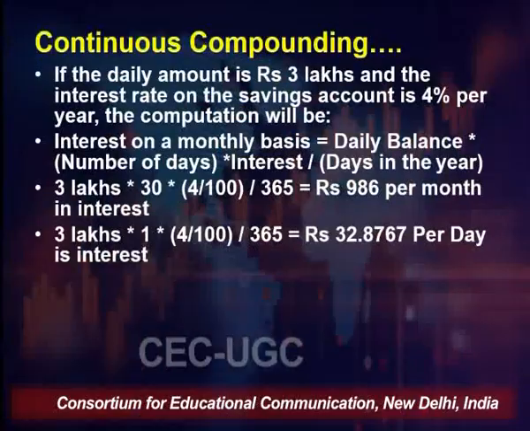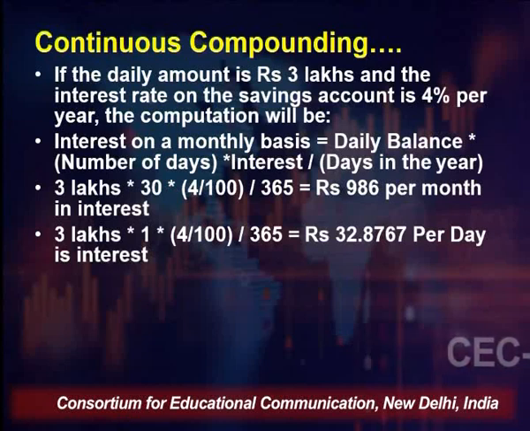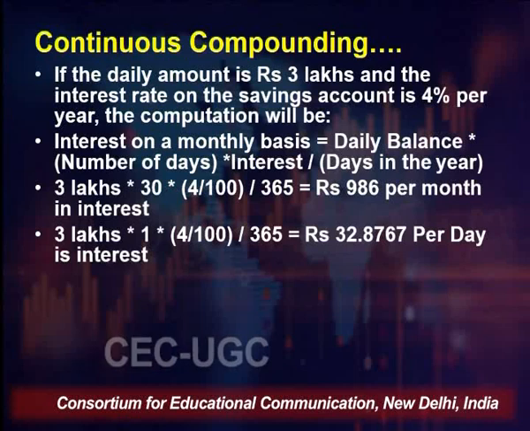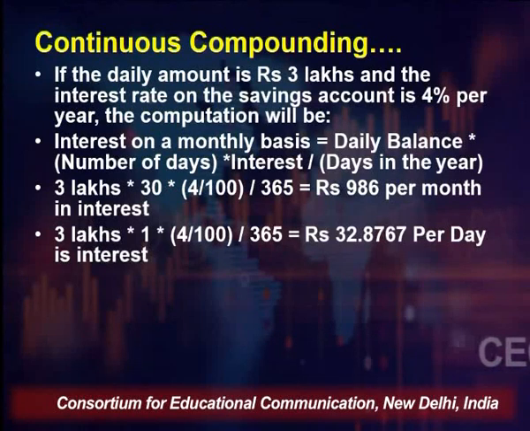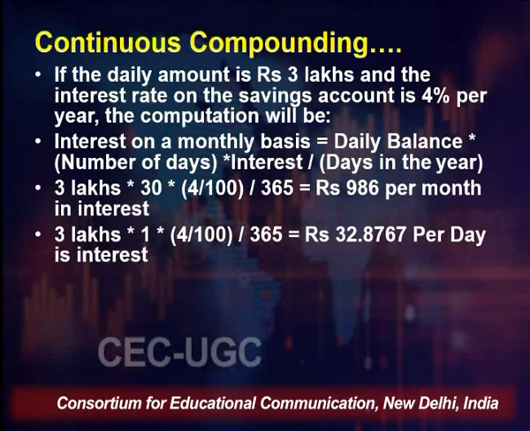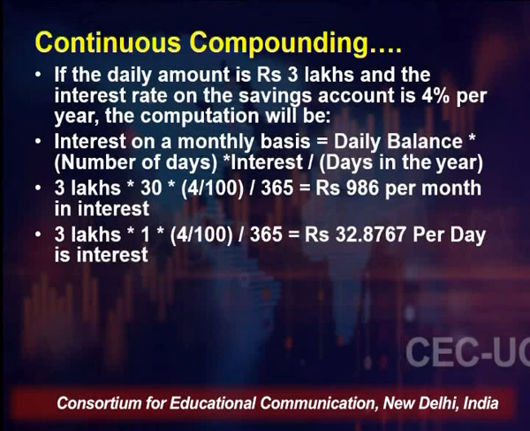It is being calculated. What if you wish to know the calculation for 1 day? Very simple. In the same formula, replace 30 days by 1 day. 3 lakh into 1 day into 4 by 100. 4 by 100 is your rate of interest. I have assumed that 4% is the rate of interest in the savings bank account. It is only a hypothetical example. Divided by 365, and if you ask me, I would say 32 rupees and 87 paisa roughly per day as interest the customer is going to have.